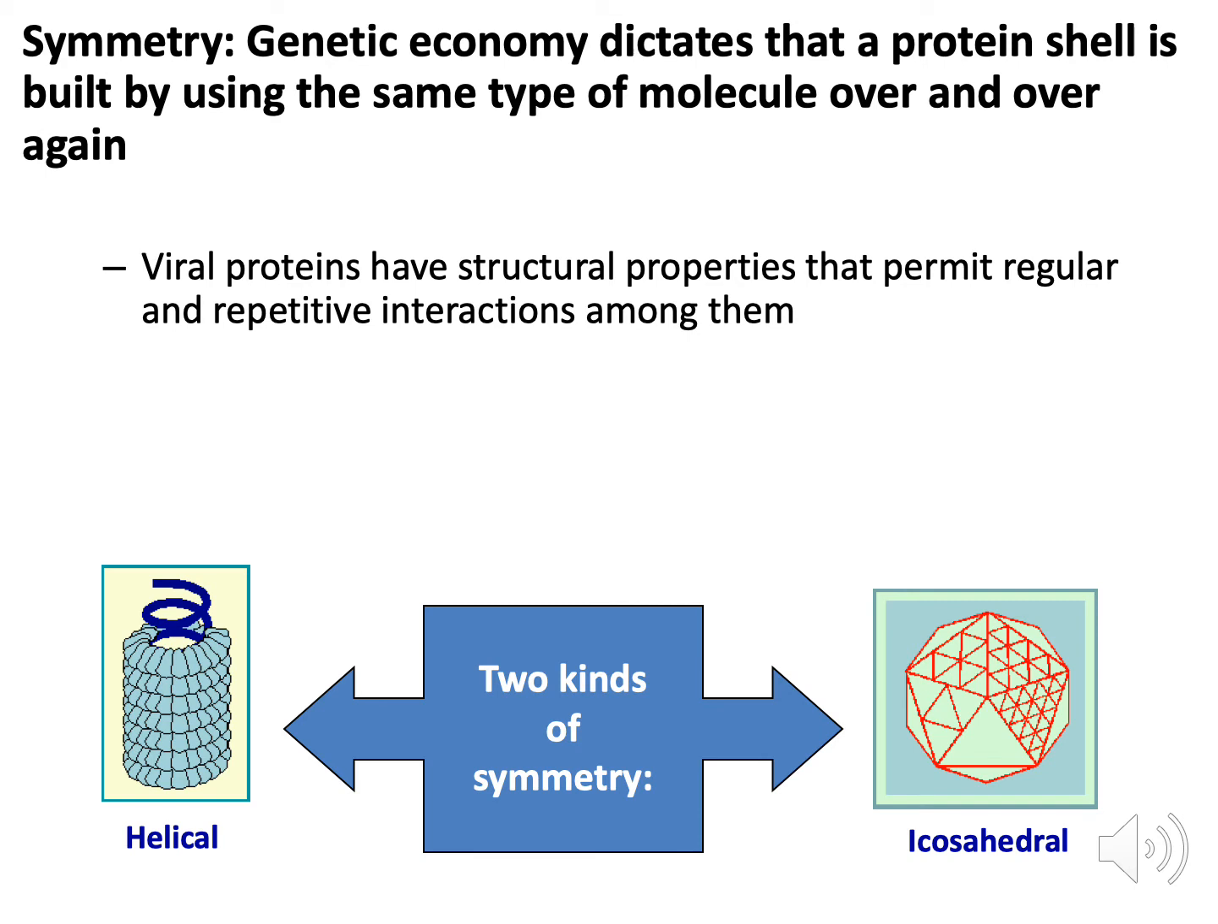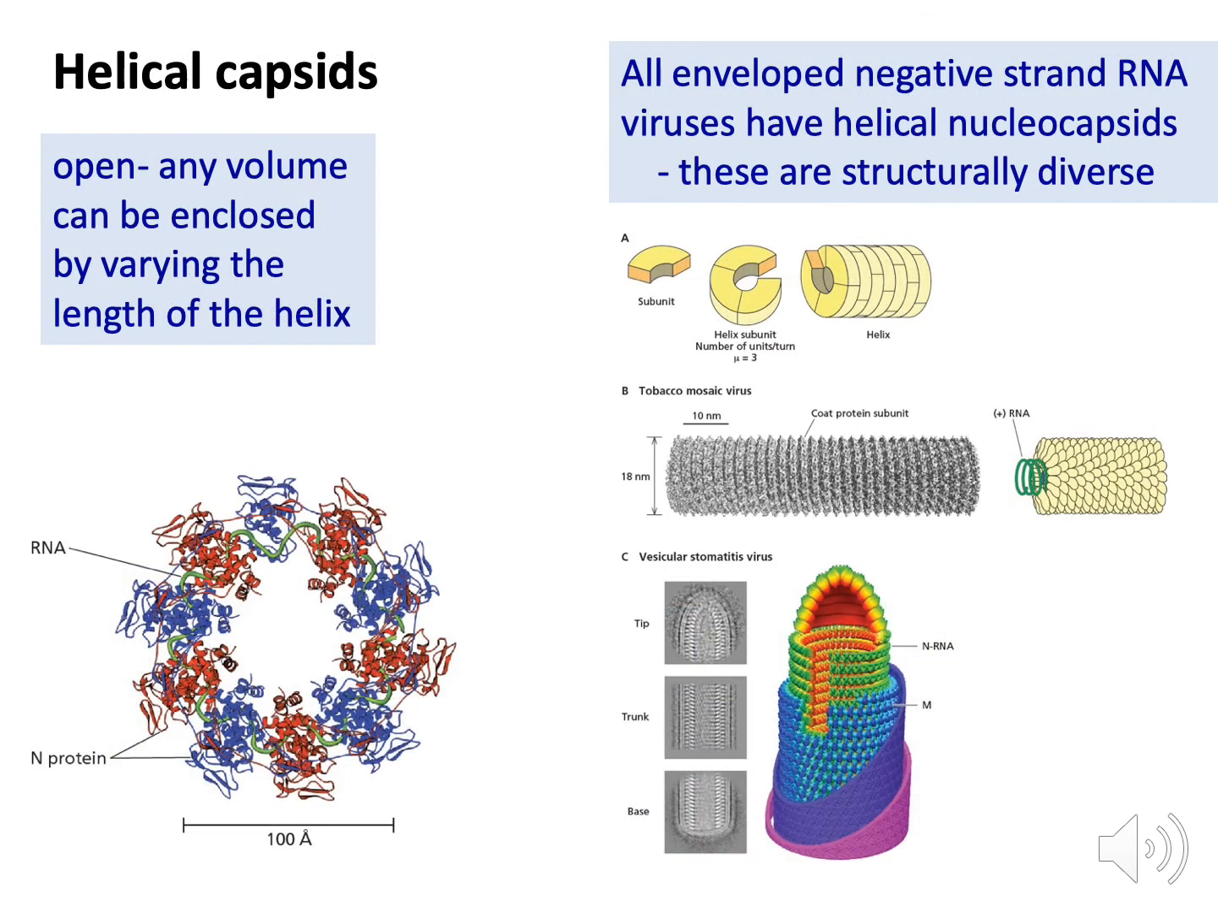Helical symmetry, which you can see on the left. The genome is the dark blue inside, and then there's a repeated protein that winds around that, interacts with the genome, and winds around it in a helix. And then on the right-hand side is an image of an icosahedron. So let's talk about helical capsids first.